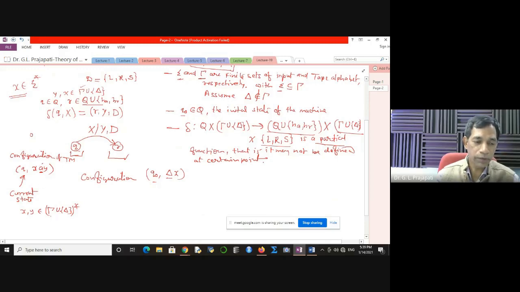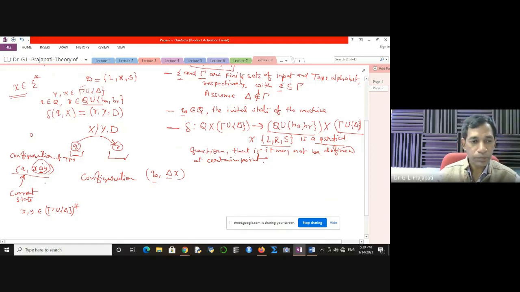Y is also a string from Γ union blank, but if Y is null, then after A you have only the blank symbol, and if Y is there, then the last symbol of Y must not be blank. So the last symbol should be non-blank, and everything after this Y is blank. So this configuration says that your Turing machine is at the state Q, and this is the contents of your tape, starting from square 0.